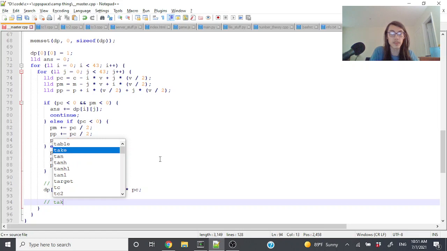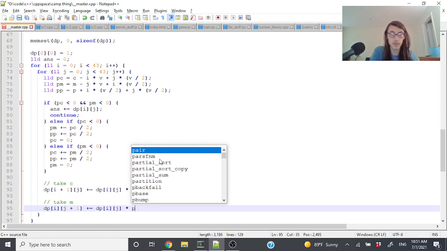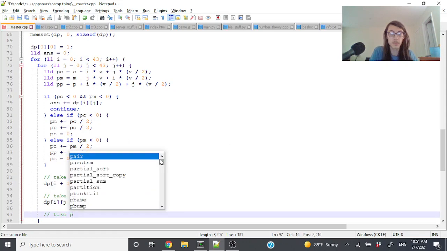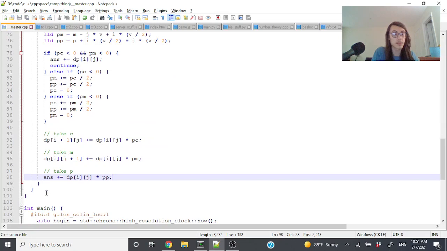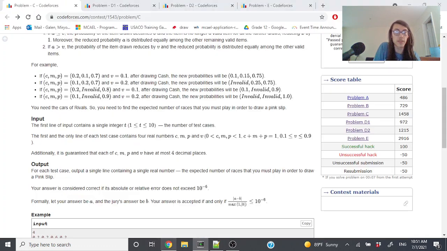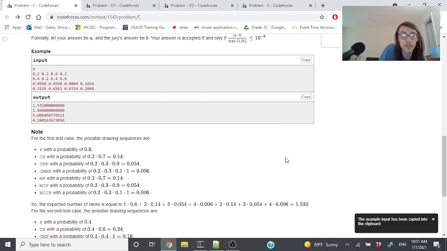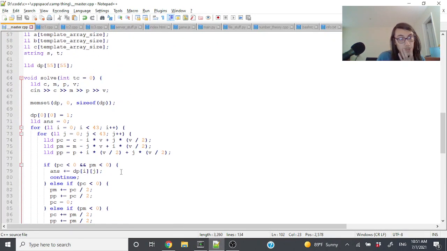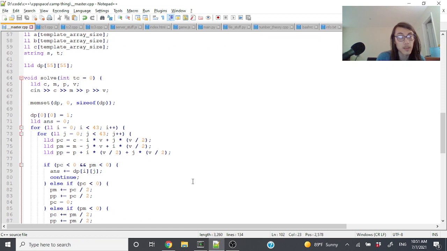We can take M in the same light, times PM. Otherwise, the other option is taking P, and then we add that to the answer because it stops at this position. I already have set precision, everything should be good. Or not. Okay. Why now? We're doing multi-tests. Okay.